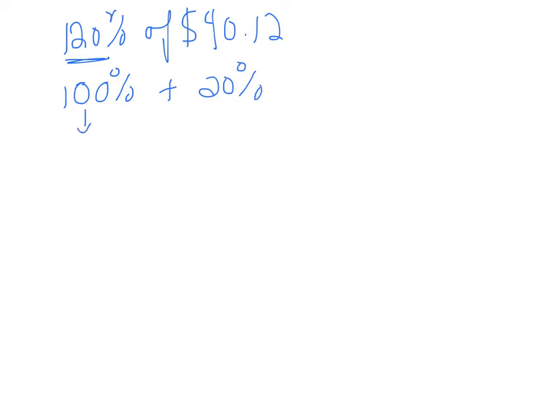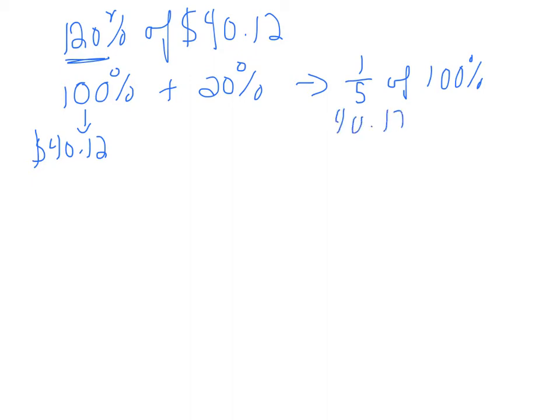Well, right away we know that 100% of $40.12 is actually just going to be $40.12. And 20% of $40.12, well, that's just like saying, if 100% is $40.12, 20% is 1/5 of 100%, right? Because 20, 40, 60, 80, 100, it breaks down to 20s. So all we have to do then is just take our number, $40.12, and divide it by 5, because it's 1/5 of it. And $40.12 divided by 5, I'm just going to do my calculations here, is $8. There we go.